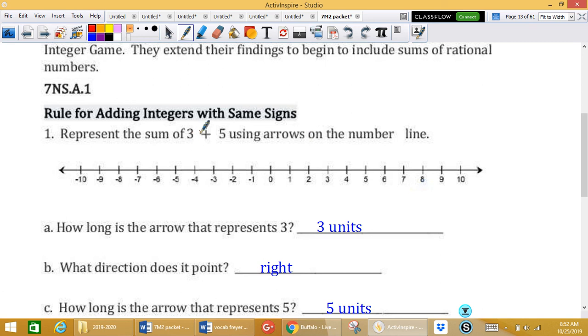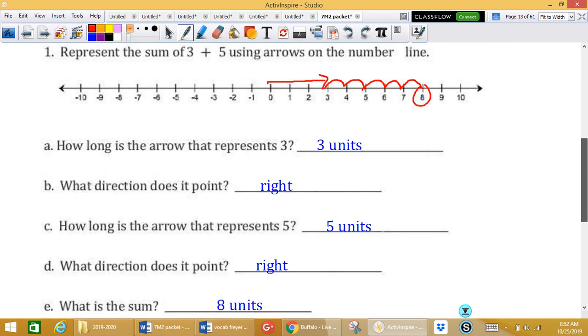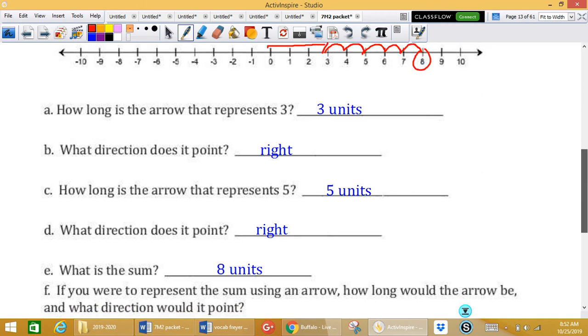Represent the sum of 3 plus 5 on the number line. So I go to 3, plus 5: 1, 2, 3, 4, 5. So the answer is 8. How long is the arrow that represents 3? 3 units. What direction? To the right. How long is the arrow that represents 5? 5 units. What direction? To the right.